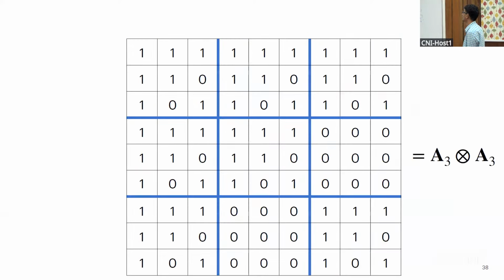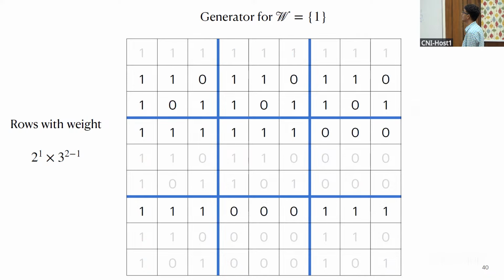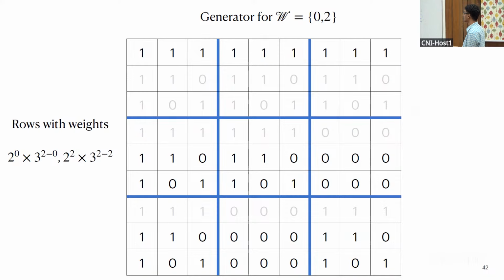As an example, for m equal to 2, A3 cross A3 looks like this. If you want w equal to 0, you have to pick only this weight. So there is only one row which respects this weight. For w equal to 1, you have to pick weight 6. There are 4 rows. For w equal to 2, you have to pick weight 4. Again, there are 4 rows. For 0 and 2, you have 5 rows, and so on and so on.